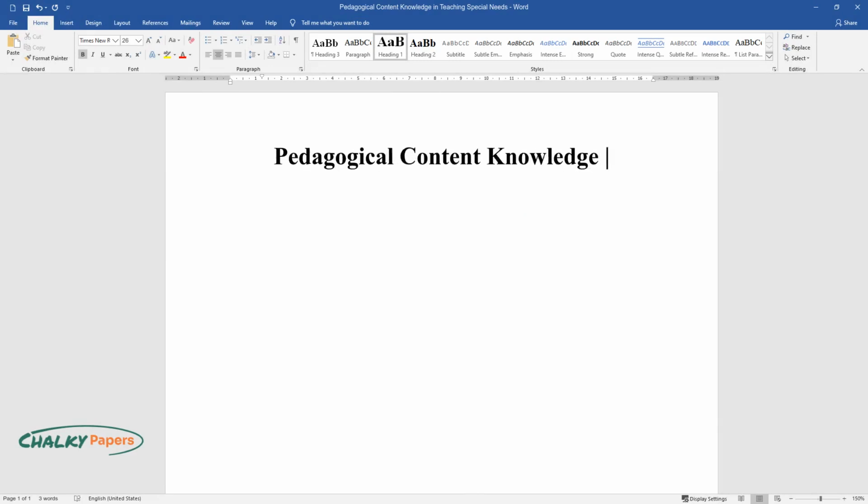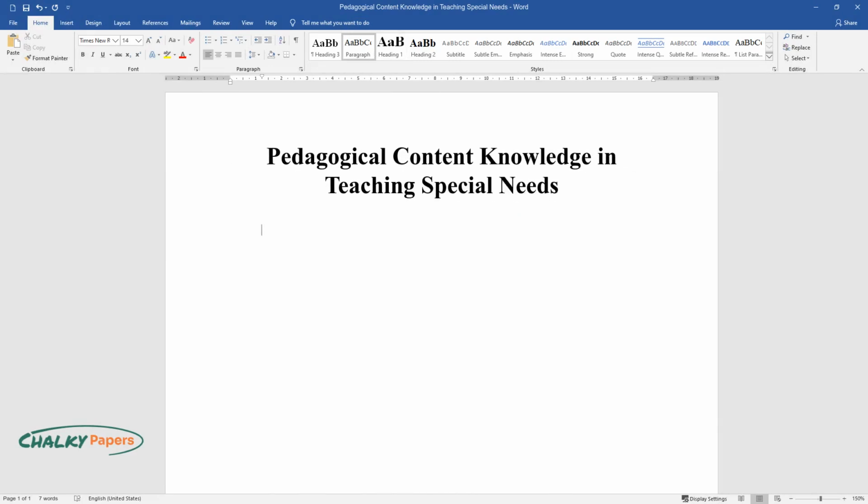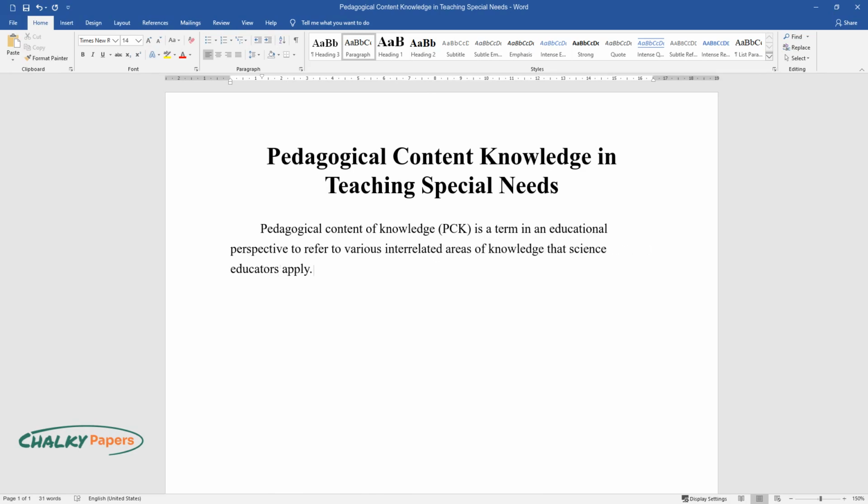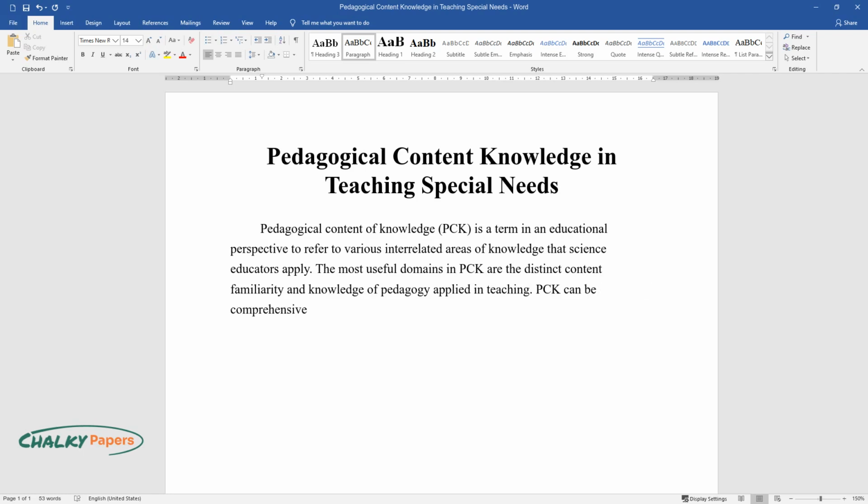Pedagogical Content Knowledge in Teaching Special Needs. Pedagogical Content Knowledge, PCK, is a term in an educational perspective to refer to various interrelated areas of knowledge that science educators apply. The most useful domains in PCK are the distinct content familiarity and knowledge of pedagogy applied in teaching. PCK can be comprehensive since it does not touch on all fields that teaching entails.